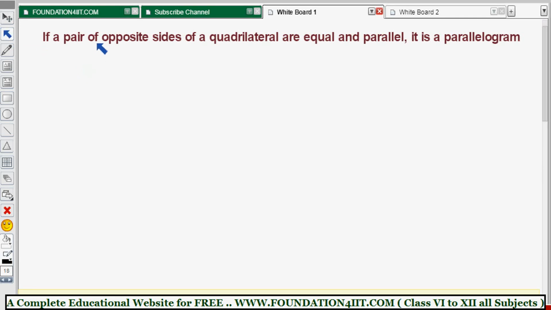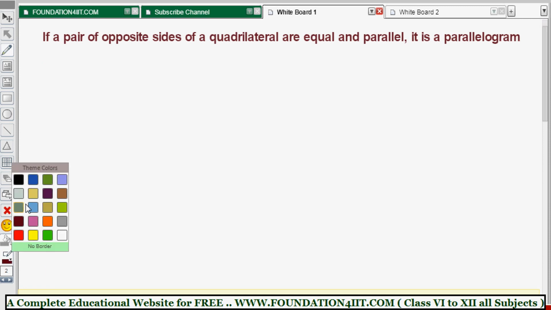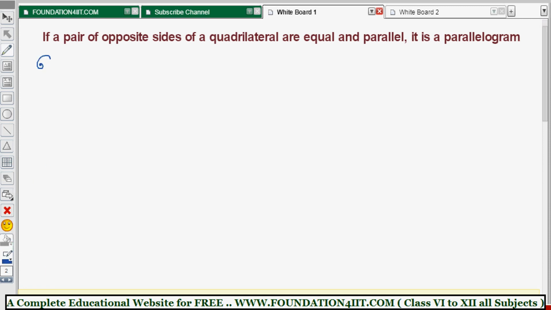So this theorem is about if a pair of opposite sides of a quadrilateral are equal and parallel, then it is a parallelogram. So if only one pair of opposite sides are equal and parallel, we need to prove it is a parallelogram. So let's see this one. Here is the given information. First we will write the given data, then we'll explain with the diagram.